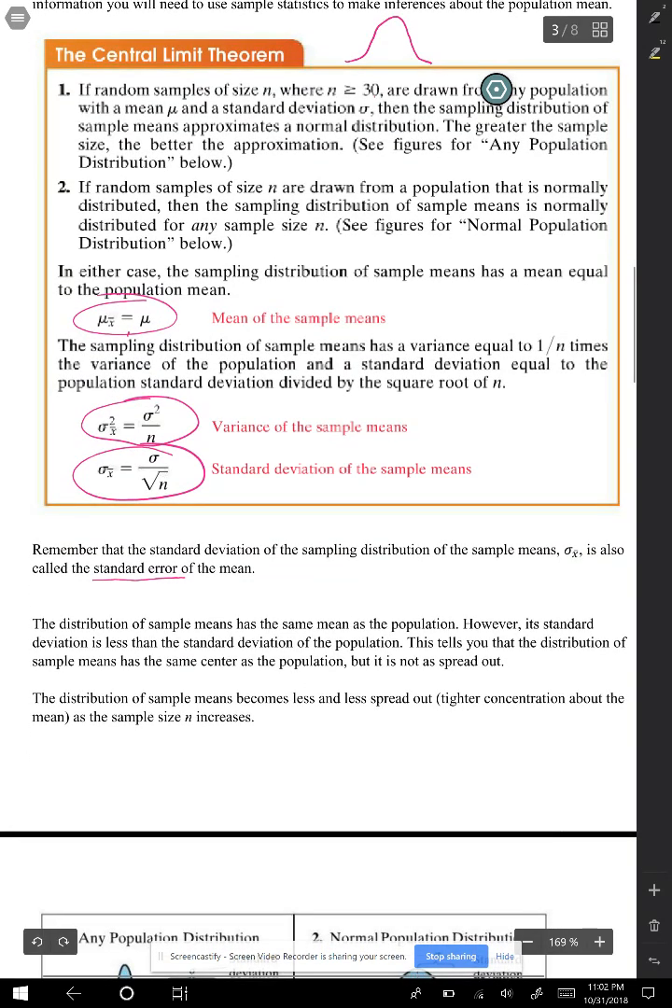The distribution of sample means has the same mean as the population. However, the standard deviation is less than the standard deviation of the population. What that tells you is the distribution of sample means has the same center, but it's not as spread out. And then we'll look at some of these examples here on the next page. And the distribution of sample means becomes less and less spread out as the sample size increases.